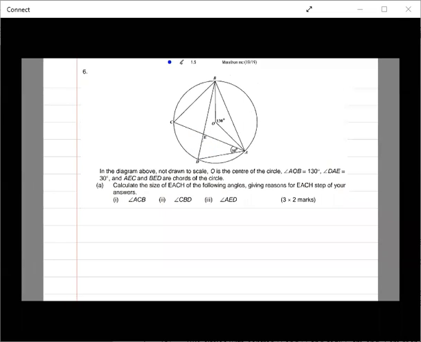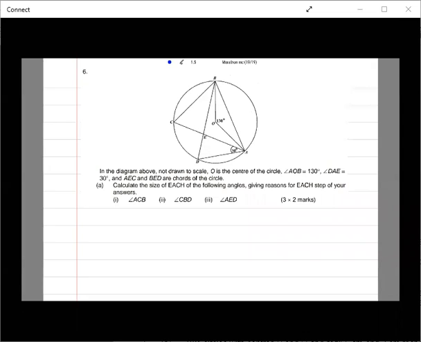it says, in the diagram above not drawn to scale, O is the center of the circle. Angle AOB is equal to 130 degrees. Angle BAE is equal to 30 degrees. ACE and BED are chords to the circle. Calculate the size of each of the following angles, giving reasons for each step of your answers.